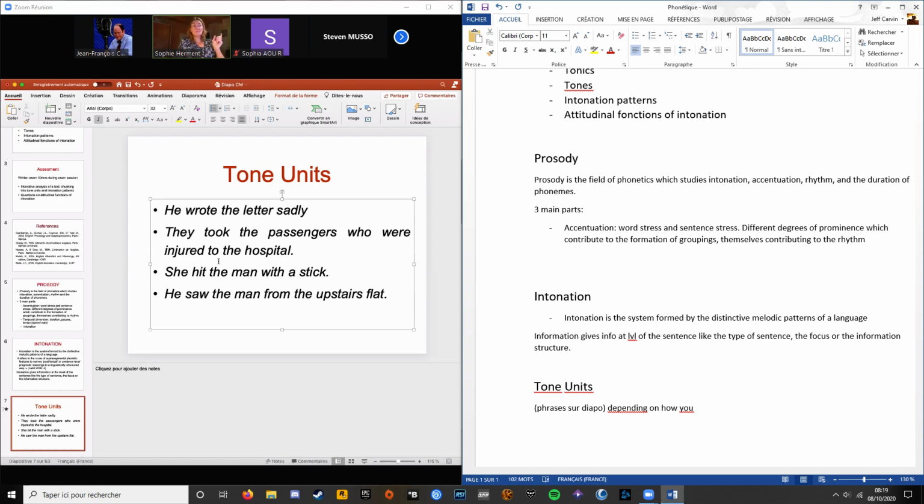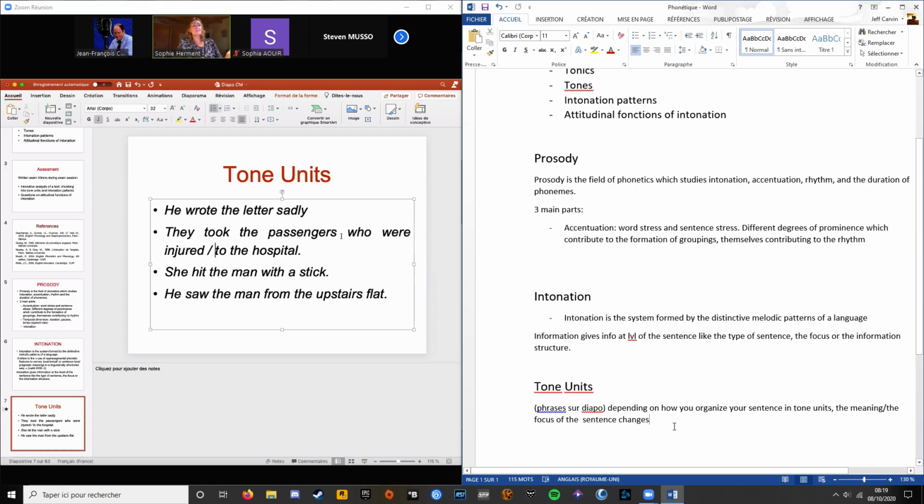So the first option is one division here. Here you say, they took the passengers who were injured to the hospital. Okay, one division, and so the main melodic movement is on injured. They took the passengers who were injured to the hospital. Okay, this means that they didn't take all the passengers to the hospital. They only took those who were injured, and those who were not injured were not taken to the hospital.